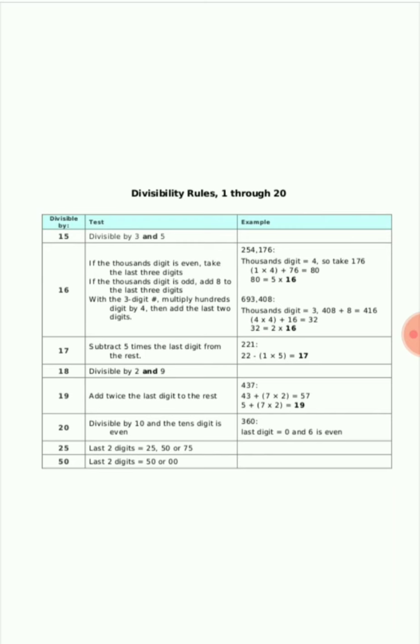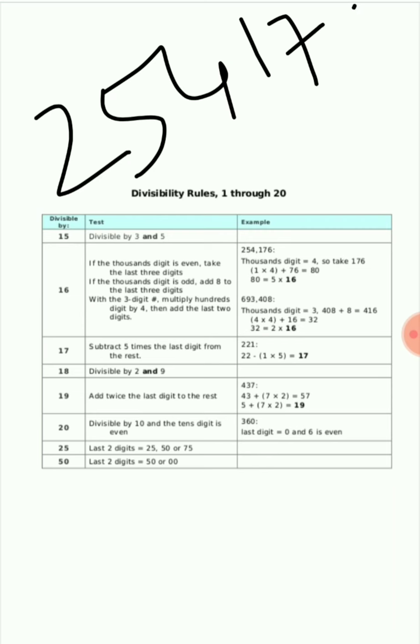Let the number be 254176. What is the last 4 digits? This, 4176. Is this divisible by 16? Then the whole number will be divisible by 16. Let's check it.